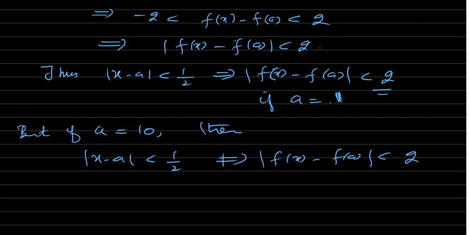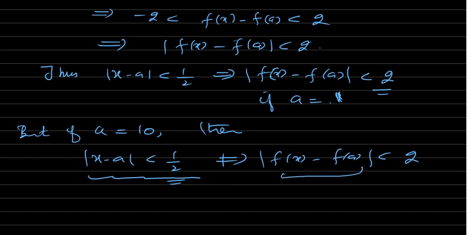So for this epsilon, I must choose two values of delta, one for a equal to 1 and the second for a equal to 10. So that means this delta depends on both epsilon as well as the point. So let's first calculate this, because I have to prove this doesn't imply. This means that there is some point which satisfies this inequality mod of x minus a less than 1 by 2, but it does not satisfy this. At that point we don't have this inequality.